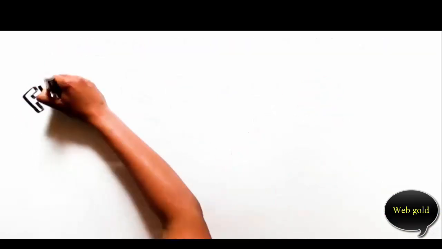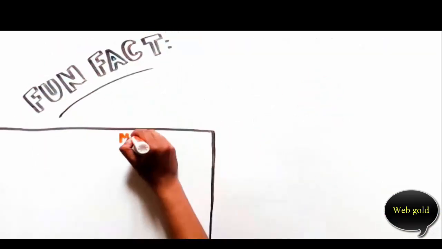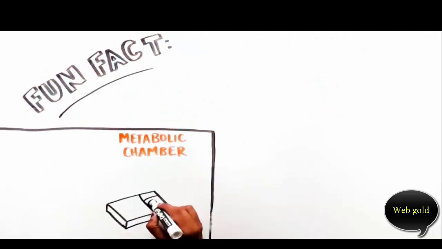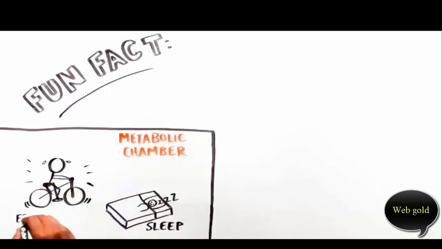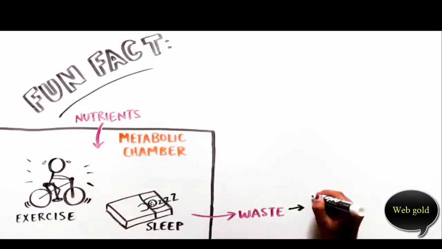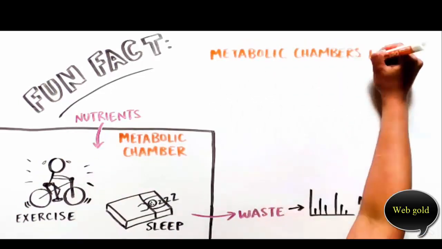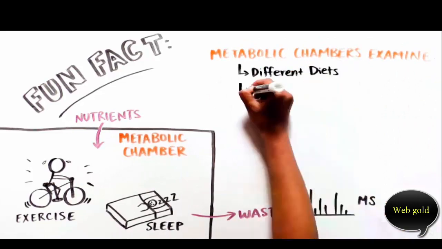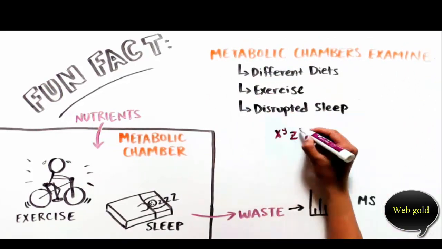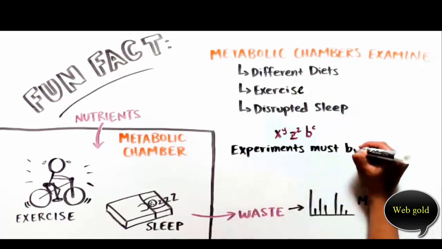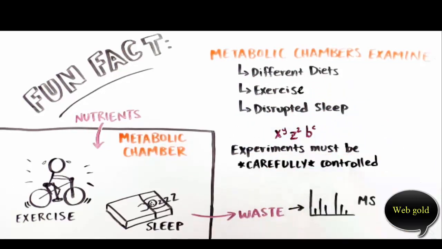Fun fact, there are laboratories with metabolic chambers in which volunteers live for short periods of time. Everything that they eat and even excrete can be measured, allowing us to examine the effect of different diets, exercise, or disrupted sleep on how fuels are broken down. It's important to carefully control metabolic experiments, since what volunteers had for breakfast might influence the results.